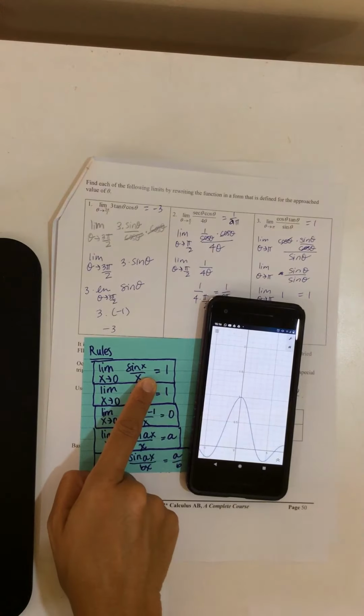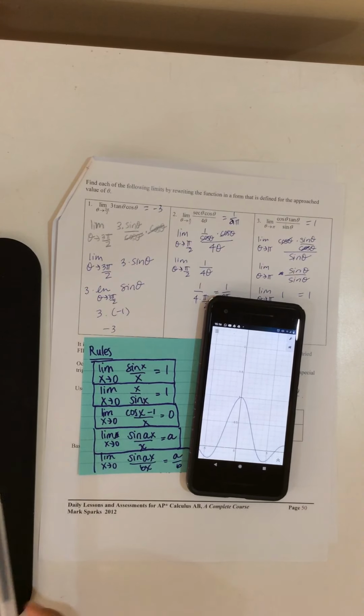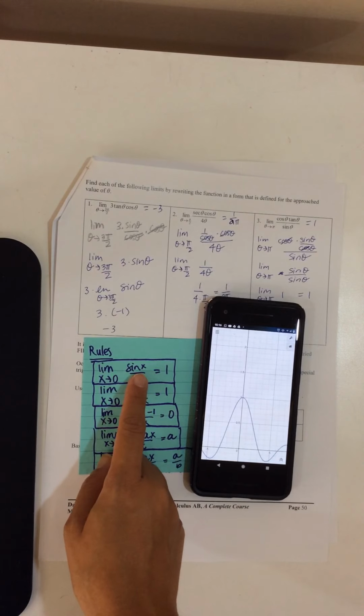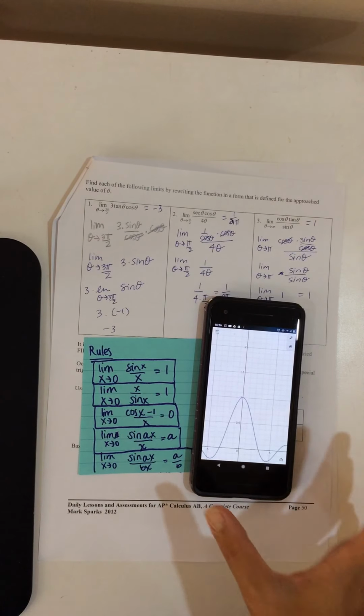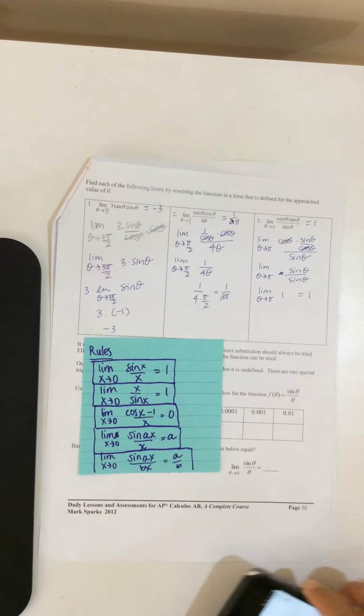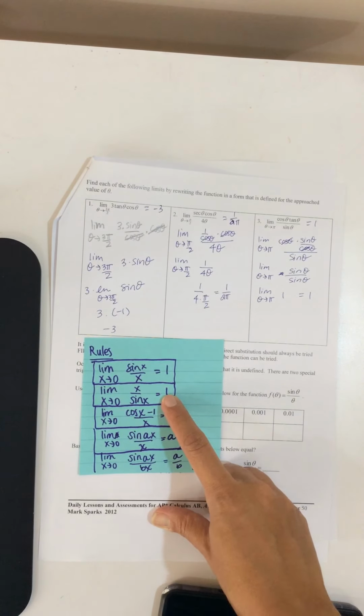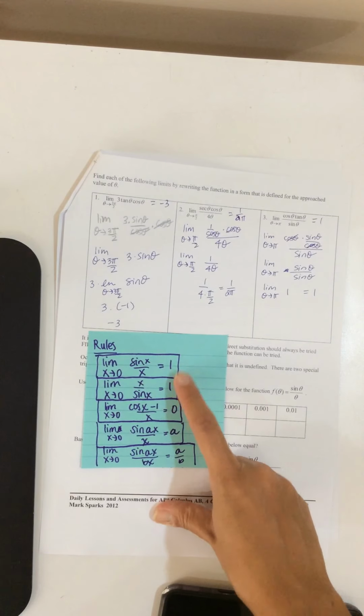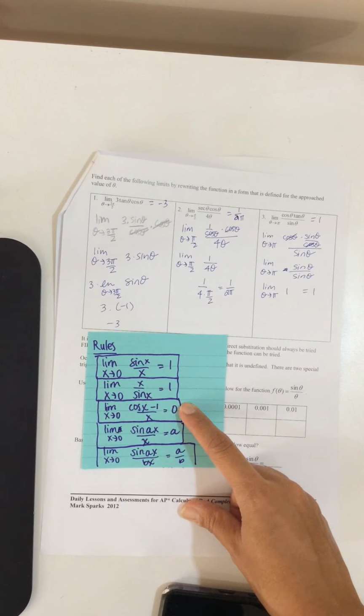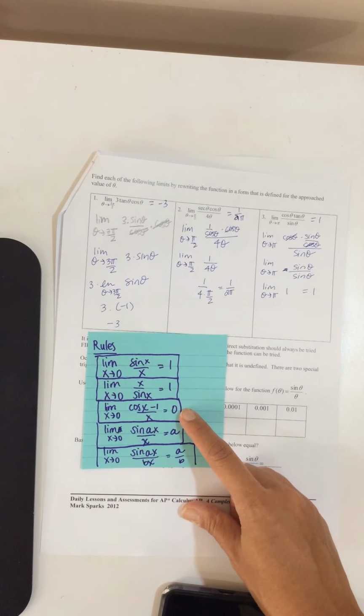So that's this identity. And it's really helpful because when you are working with some problems, you'll end up at a point where it's sine x over x, and you're just going to have to know that equals 1. Same thing if it's flipped. They both are equivalent to 1. When it's a cosine, it's 0: cosine x minus 1 over x.